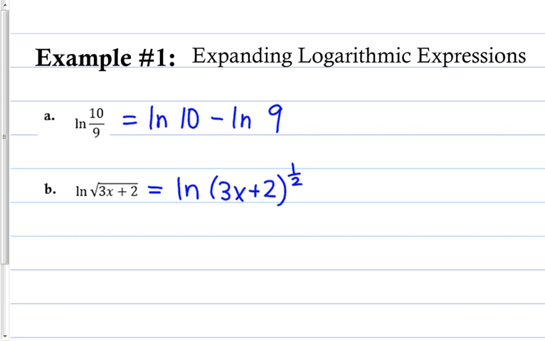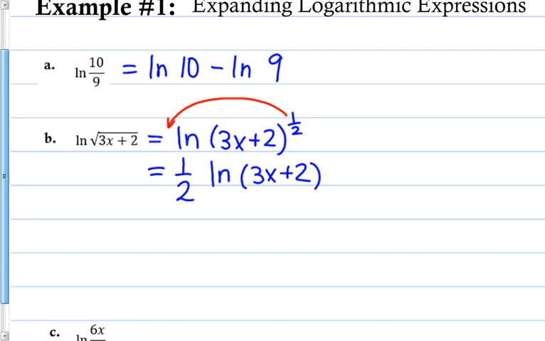Now that I have rewritten it with an exponent, I can use one of my properties that allows me to bring my exponent to the front, and I'm going to multiply. So this is 1/2 times the natural log of 3x plus 2. Now notice, I'm not deriving anything. This is just rewriting using rules that you learned in Algebra 2 and Pre-Calculus. Okay, part C.